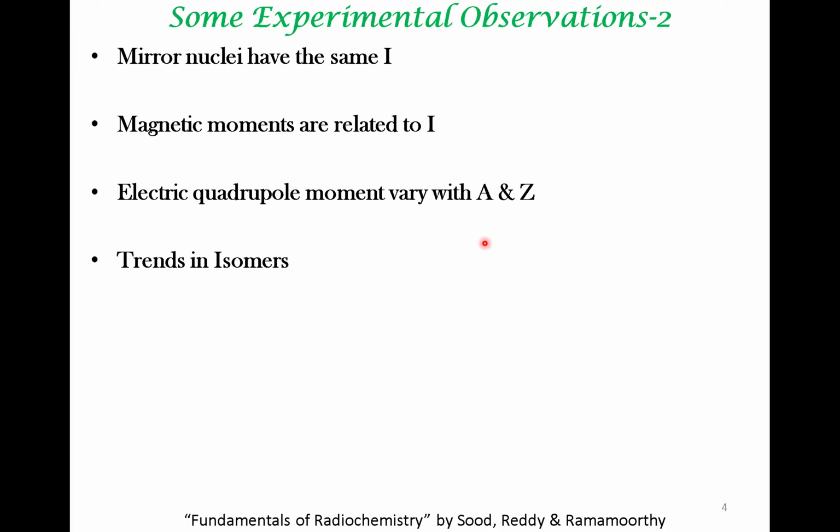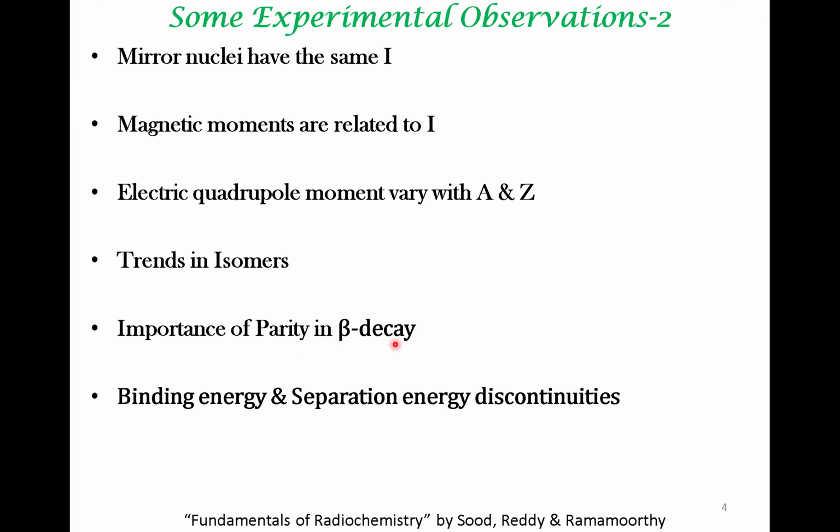Again, there are trends in isomers. They have the same A and Z, but different lifetimes. That has to be rationalized. This is more of a quantum mechanical feature. We won't go into this, at least the underlying basis will not be explained, but we'll touch upon this aspect also. How parity is related to beta decay. We saw the trends in separation energies, even-odd behavior, and suddenly there is a discontinuity in binding energy. A good model should be able to explain this important feature.